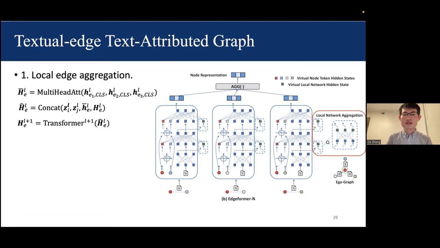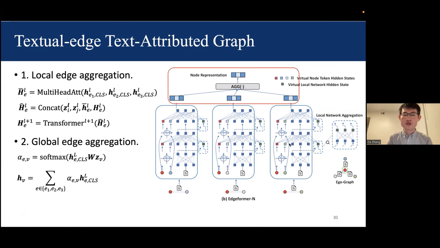And finally, in addition to our previous two node embeddings, we also concatenate H bar here. So we can look at the figure on the right-hand side. In addition to two node embeddings, we concatenate one more embedding, which is obtained by this local network aggregation. And then we input this result to the next layer transformer. So we repeat this process multiple times, and in the end, we have the global edge aggregation.